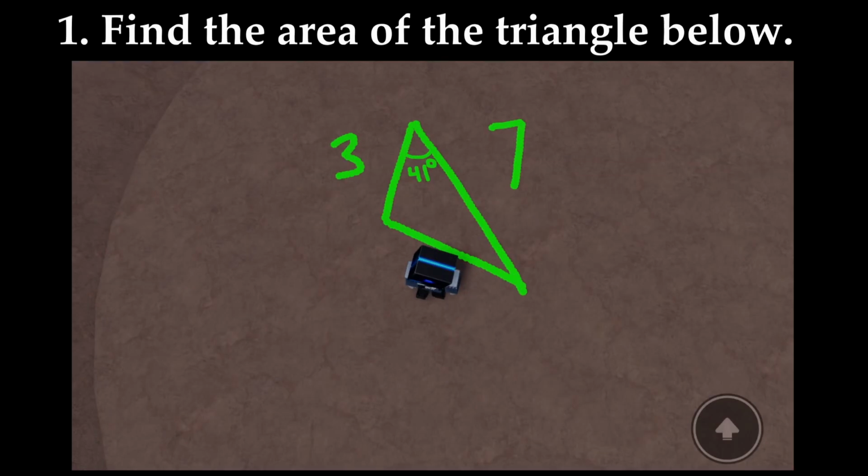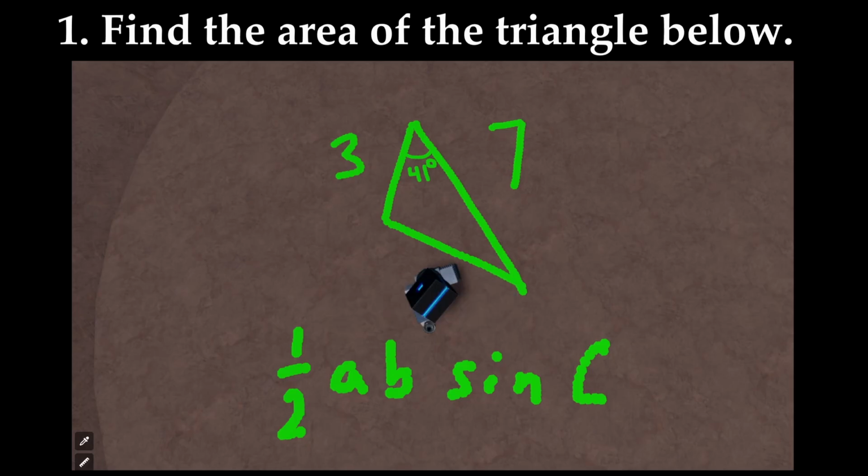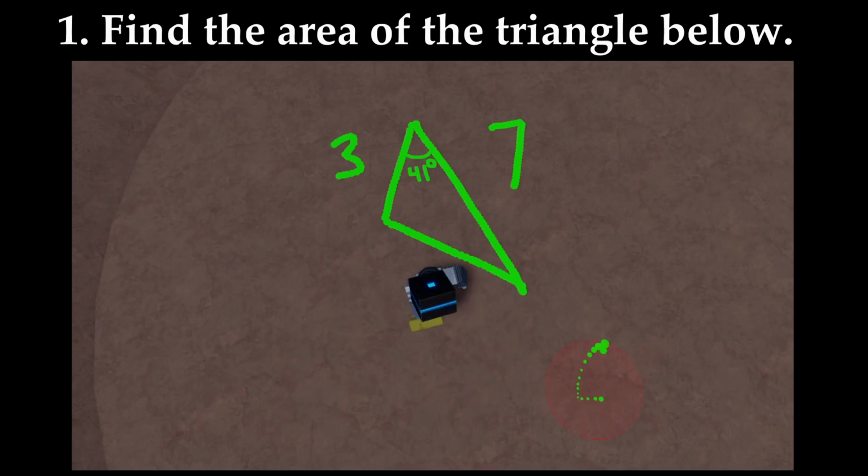In this first problem, we need to find the area of this triangle. We're given that one side length is 3, the other side length is 7, and the angle between them is 41 degrees. So let's call the formula that we just learned: 1/2 A, B, sine C. All we need to do is plug in the right numbers and then solve. Let me just erase all of this and put in the right numbers.